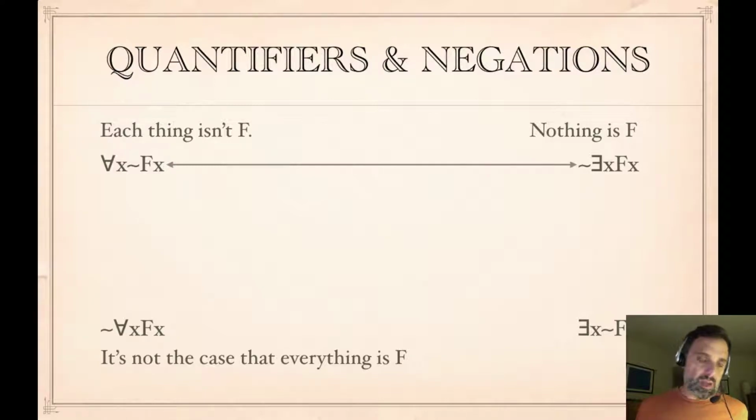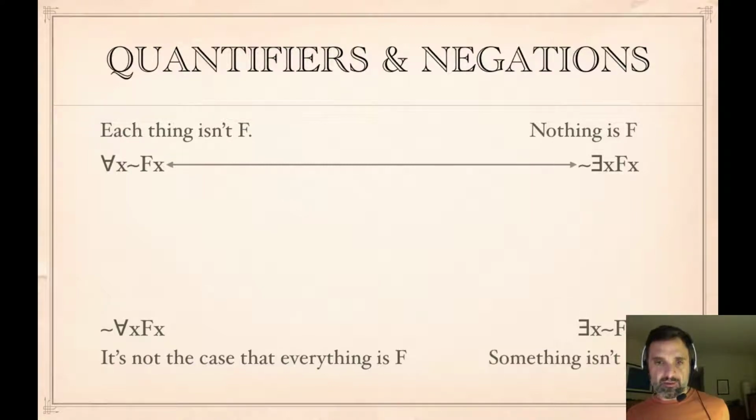The bottom, we have not for all x Fx, and this says it's not the case that everything is F. And the bottom right says something isn't F. And these also are equivalent. The thing that's tricky here to really pay attention to is the negation of the universal. The negation of the universal doesn't say that.